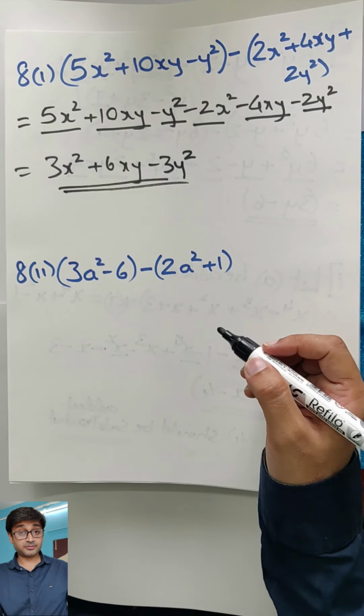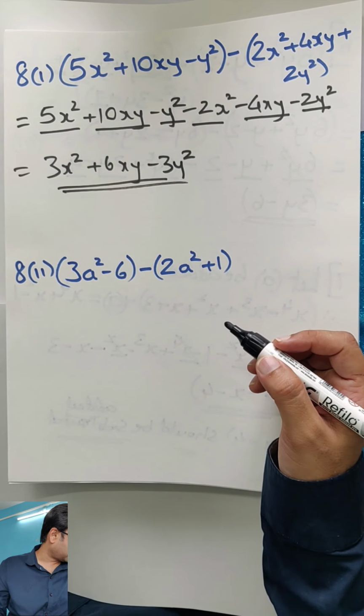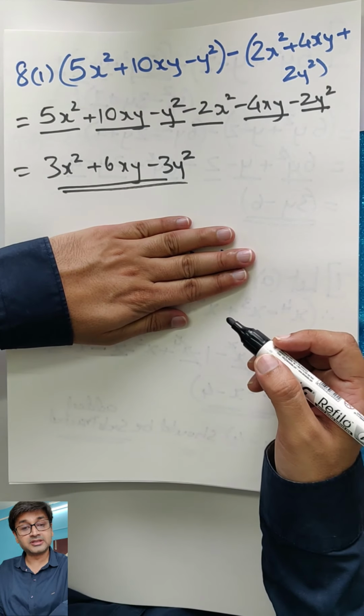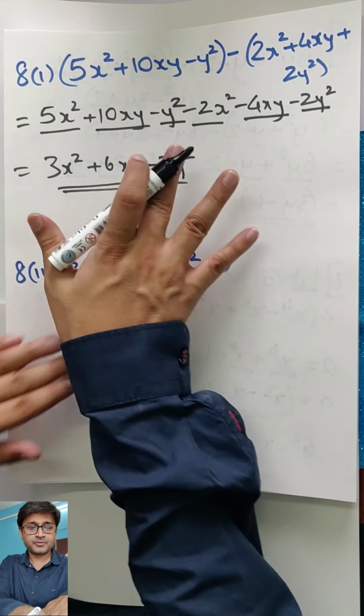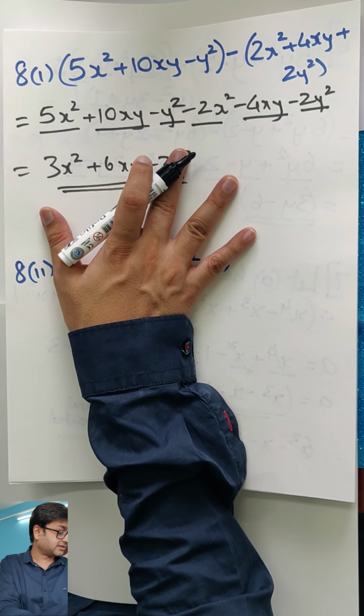That's it. Let me check. I don't want to take any chances with you all. Sum number 8, part 1. It's correct. It's absolutely correct. No problem. Come on, 8 part 2. Exactly same type. Try it. You will get it. How much less 2a square plus 1 is than this?